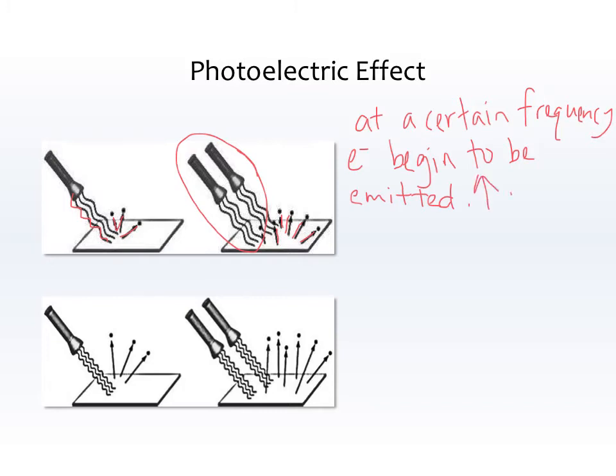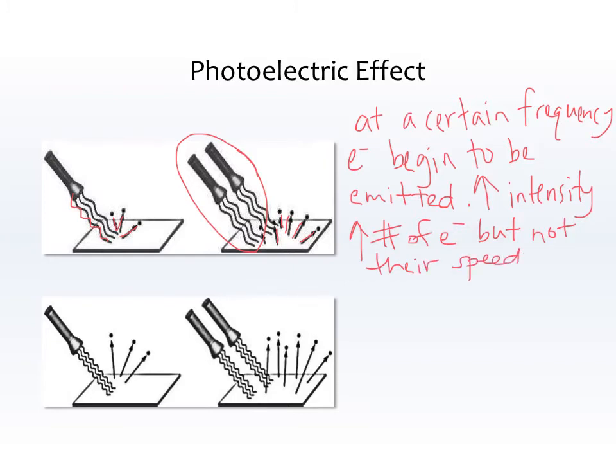Increased intensity increases the number of electrons, but not their speed. So after that point, after that increased frequency, if we increase frequency even more, I'm going to get the same number of electrons ejected, but now they're going to have greater speed, represented by these greater arrows. So increased intensity will increase the amount of electrons, but not the speed. Increased frequency will increase speed.